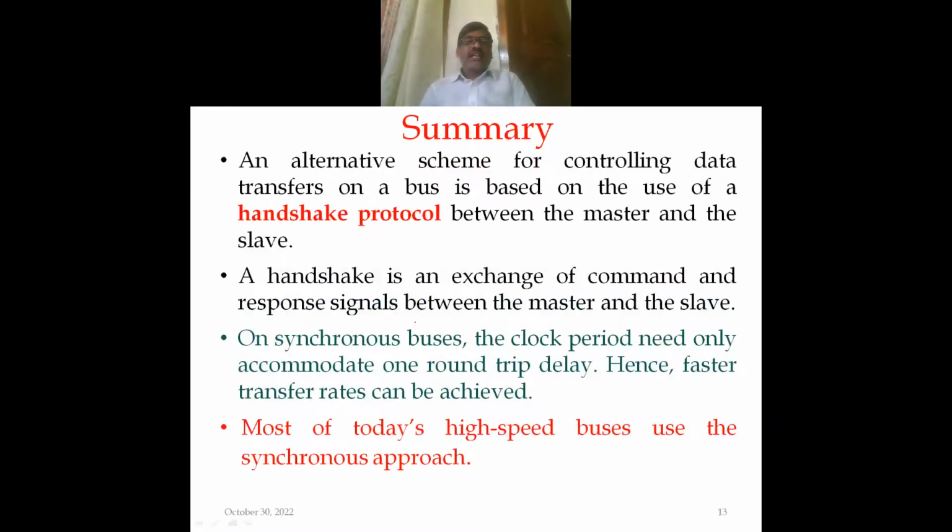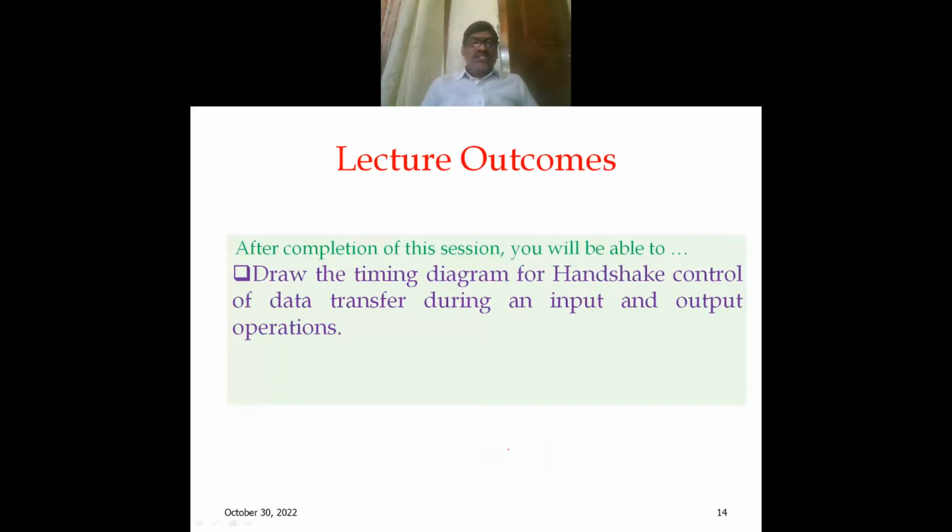So the summary of this particular session is that an alternative scheme for controlling data transfers on a bus is based on the use of a handshake protocol between the master and slave. A handshake is an exchange of command and response signals between the master and the slave. On synchronous buses, the clock period need only accommodate one round trip delay, hence faster data rates can be achieved. Most of today's high-speed buses use the synchronous approach. Fine. So this is the lecture outcome.